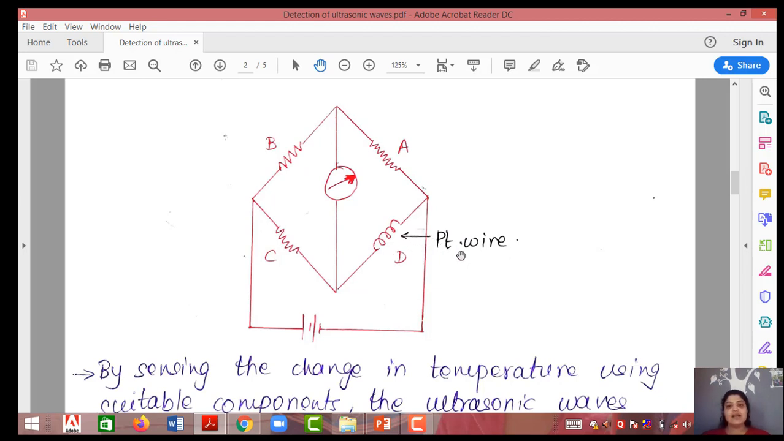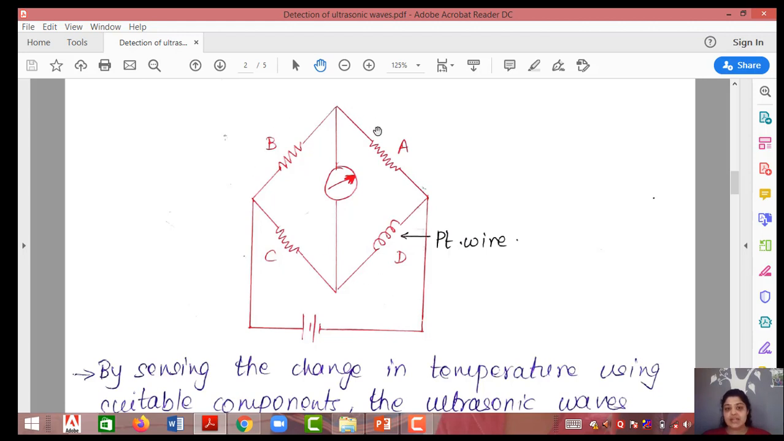Now, why specifically is a platinum wire used? A platinum wire is used purposefully. The reason is that platinum is highly responsive to small temperature changes. Even if there is a very small change in temperature, the resistance of the platinum wire will change. So in normal condition, the bridge will be in a balanced position. The galvanometer connected here will be in a balanced position.